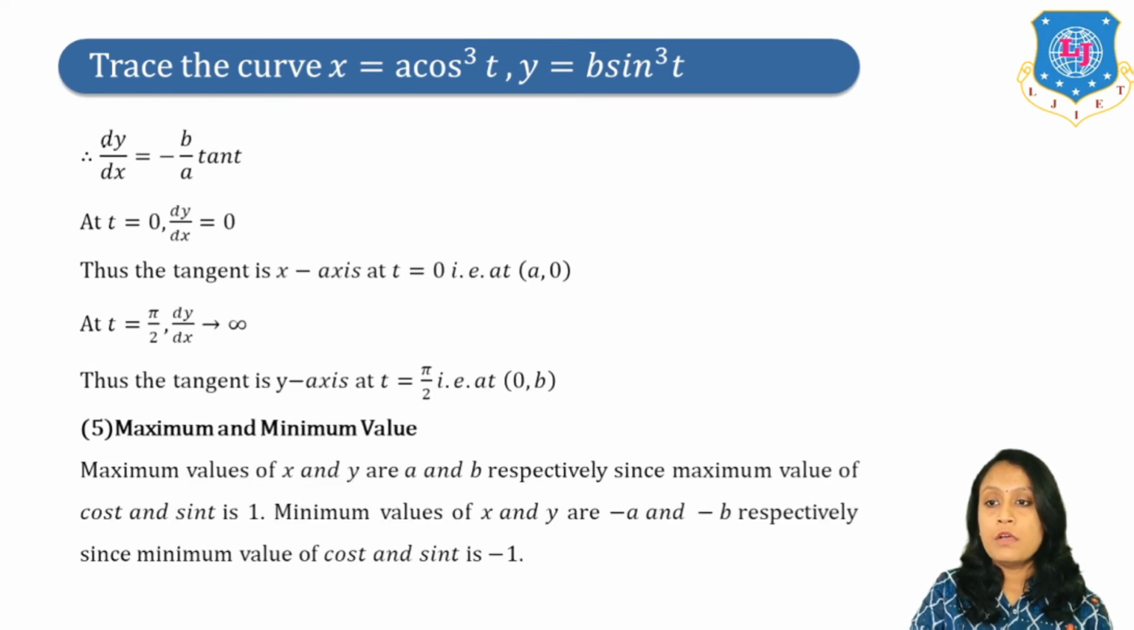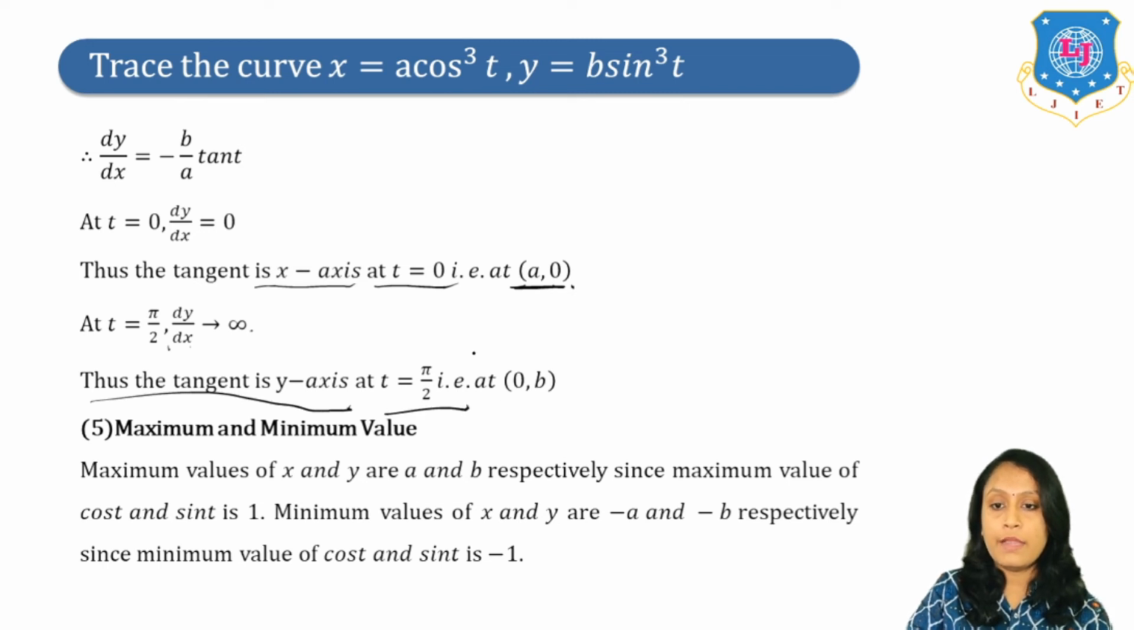Now at t = 0, dy/dx becomes 0, so the tangent is the x-axis at t = 0, that is at the point (a, 0). At t = π/2, dy/dx tends to infinity. Now t = π/2 means the tangent is the y-axis, at the point (0, b).